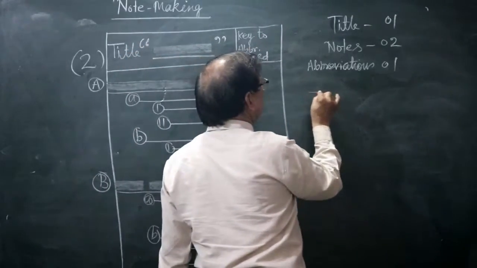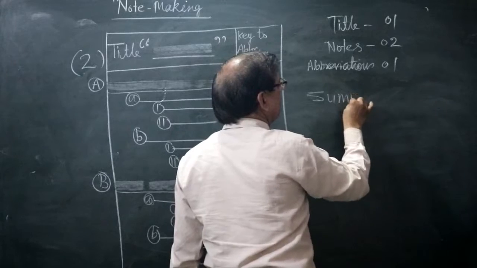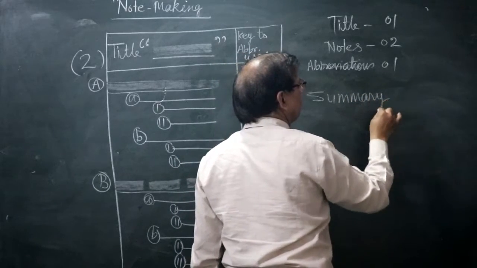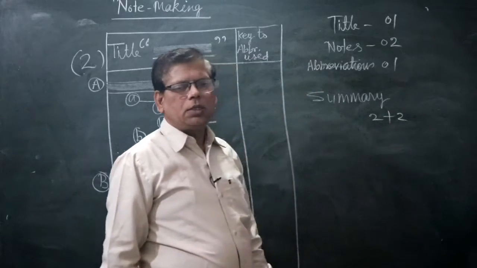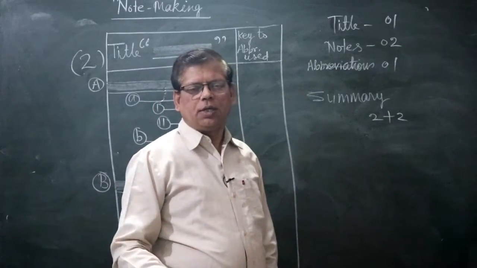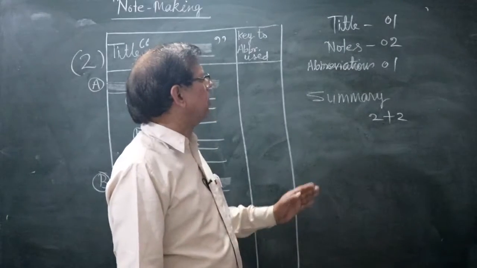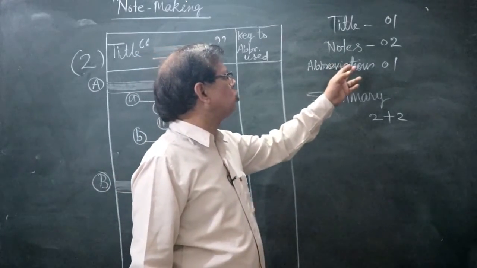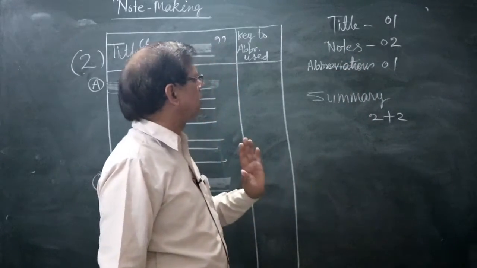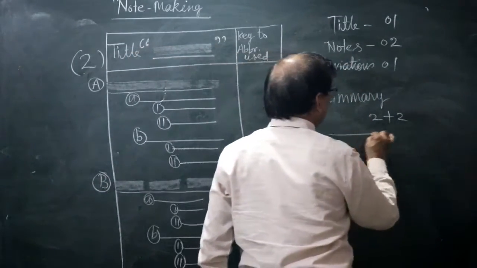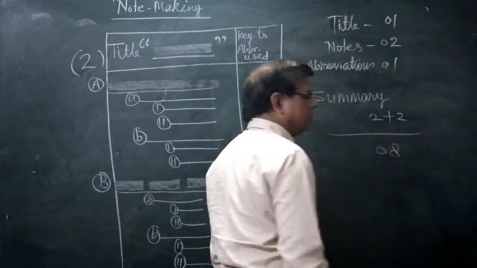And the summary, 2 plus 2. This is as per this year's paper; earlier there was a different scheme. Note making used to be of 5 marks and summary of 3 marks. In this way, 8 marks. This question is of 8 marks in total.